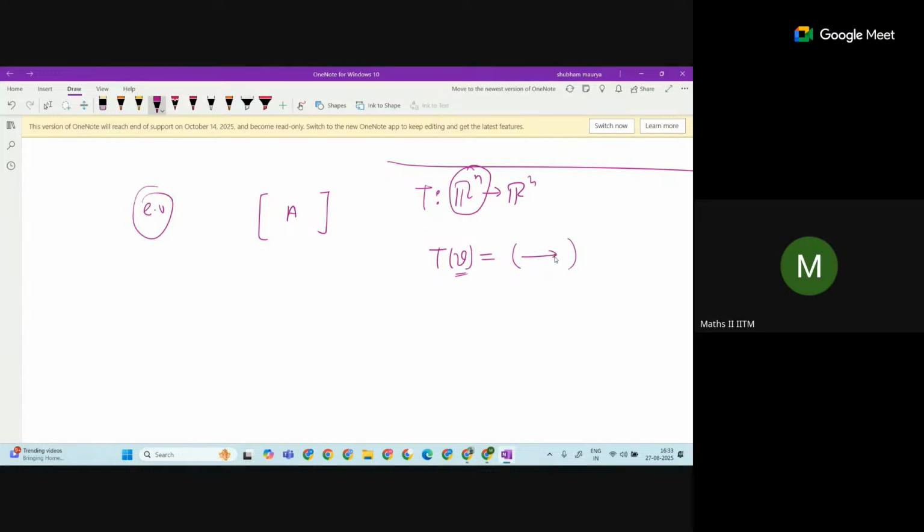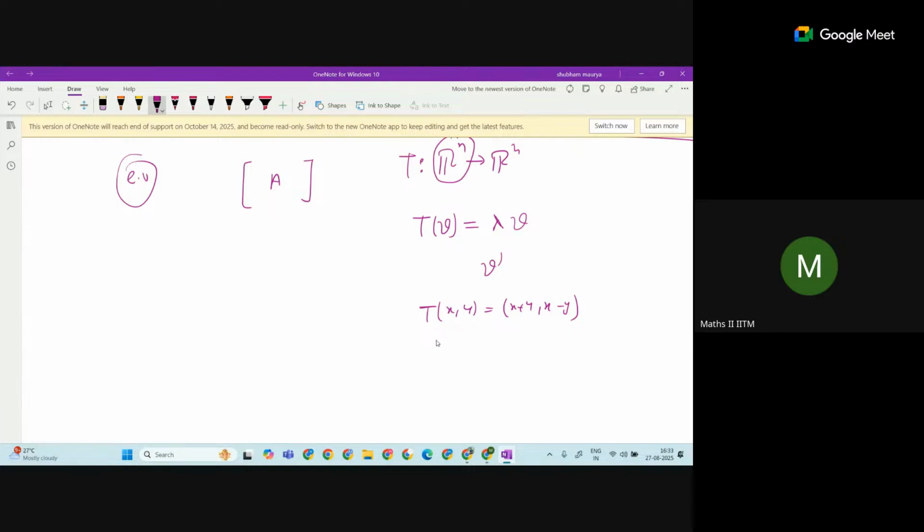But these vectors are not just any vectors. They are very specific vectors, and specific means the image you get will be just lambda times v, not any other v prime. Let's say I have this linear transformation T of (x, y) equals (x + y, x - y). If you find the image of (1, 0), this will be (1, 1).